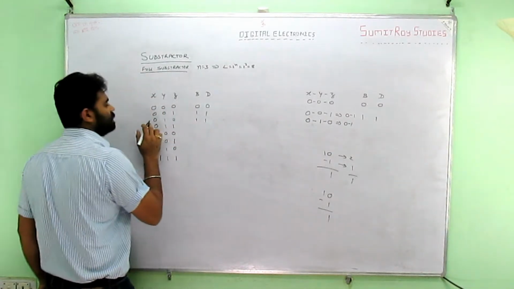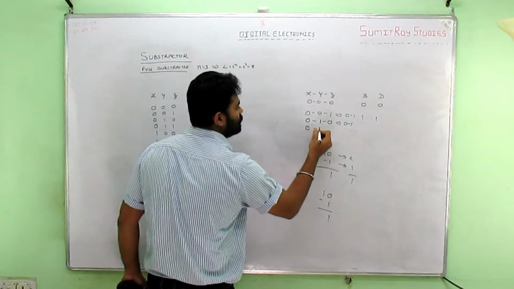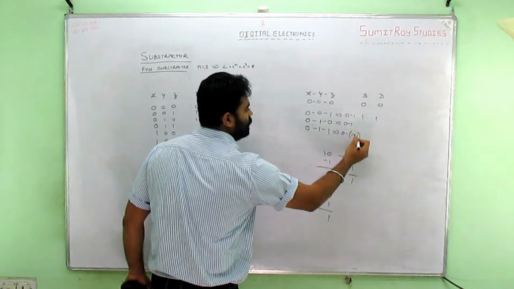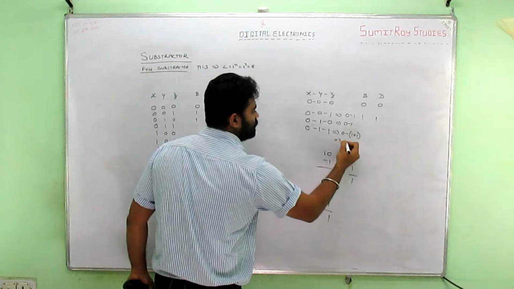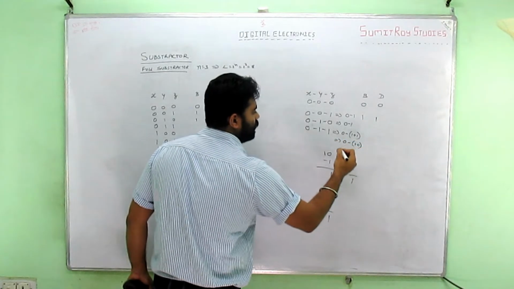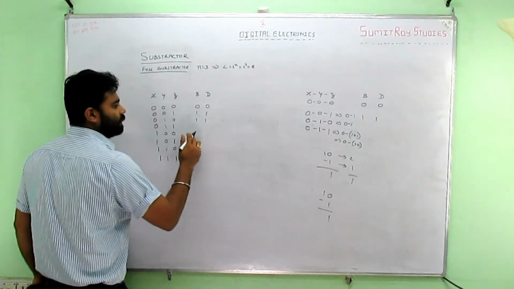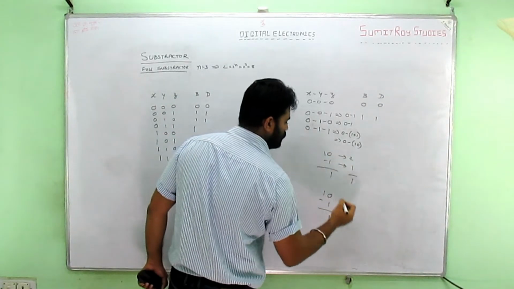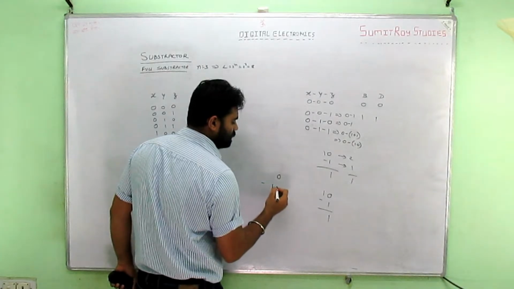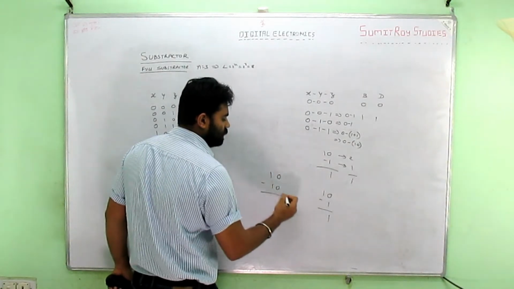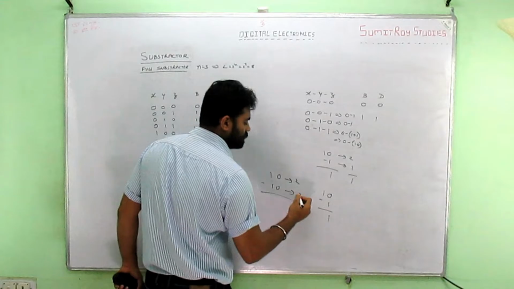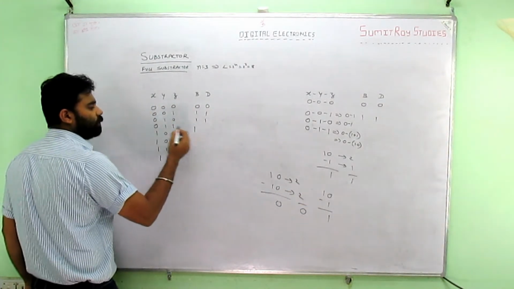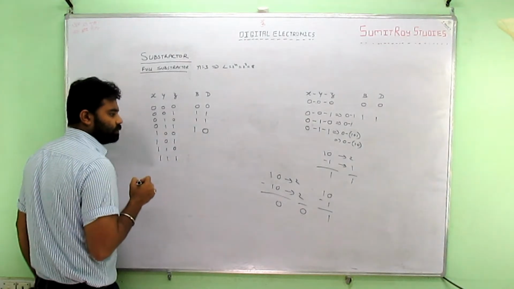Next part is 0 minus 1 minus 1, that represents 0 minus of 1 plus 1, that represents 0 minus 1 0, and 1 has to be borrowed. So I'll write here 0 minus 1 0. If 1 is borrowed, then 1 0 represents 2, and this also represents 2, that is 2 minus 2 is 0. So after borrowing 1, the difference is 0.